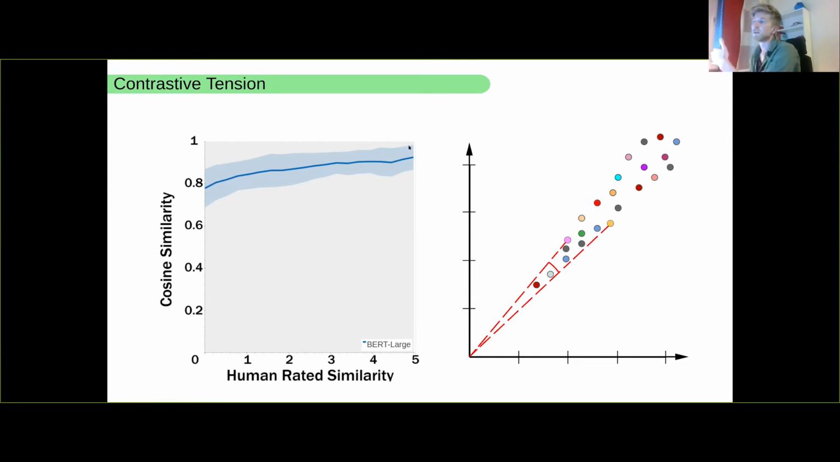But we see clearly now that there's a lot of overlap here. So we have the mean here, and this is the maximum and the minimum value. So we can see that although there is a trend of it going upwards, it's not super clear.